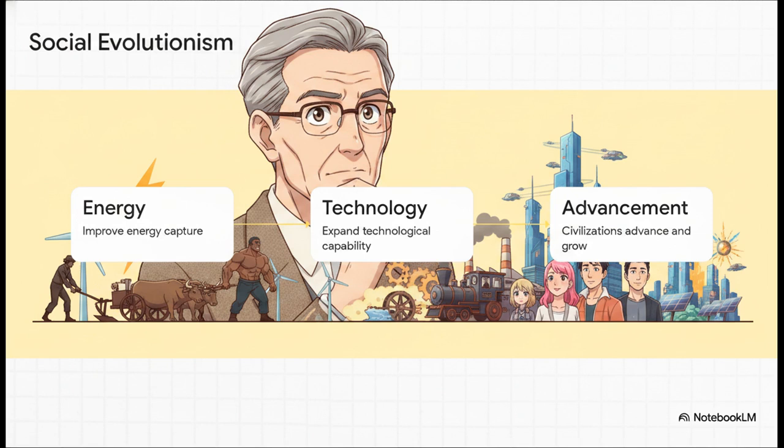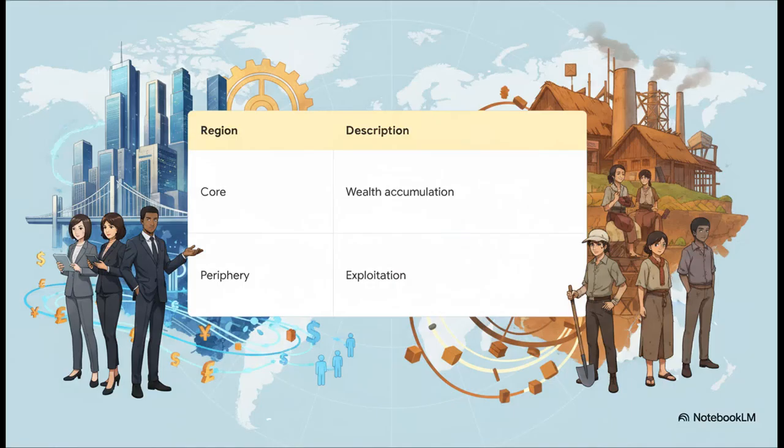Just think about it. The leap from using human muscle to harnessing animal power to burning coal to splitting the atom. As a society's technological ability to capture and use energy expands, the civilization itself advances and grows exponentially more complex. So the crucial point is, when civilizations advance and globalize, they definitely don't do it equally. And this brings us to world systems theory.